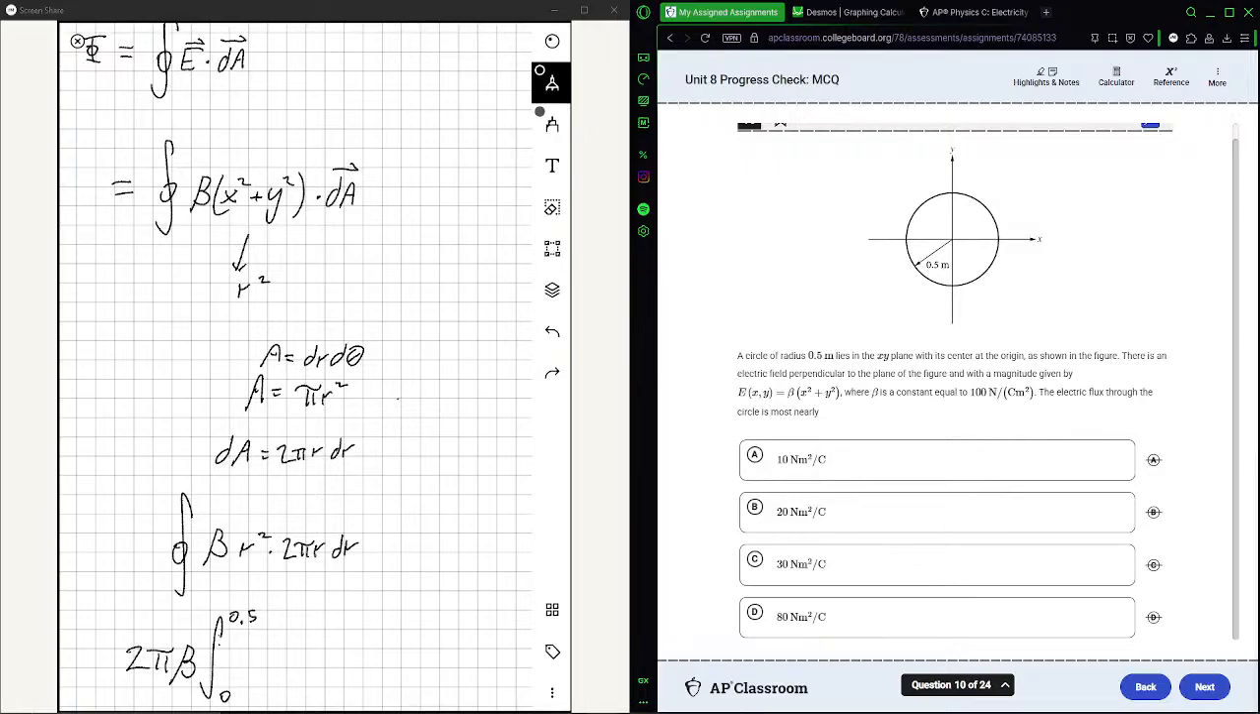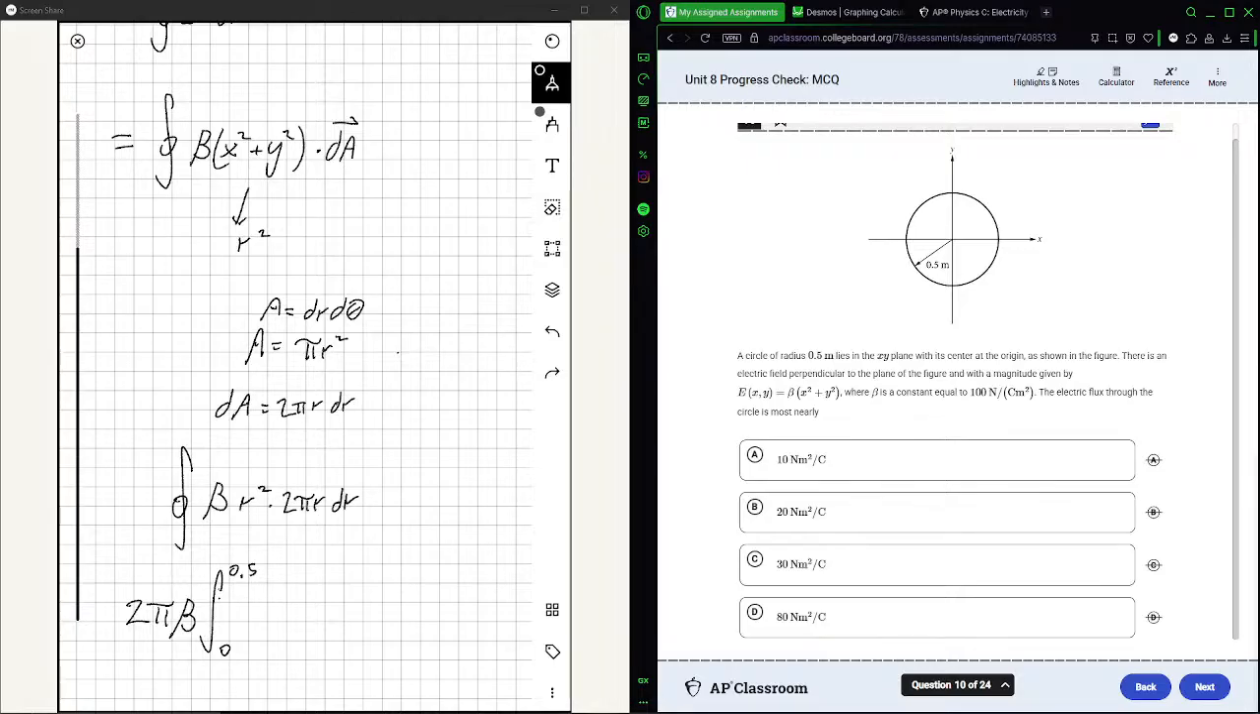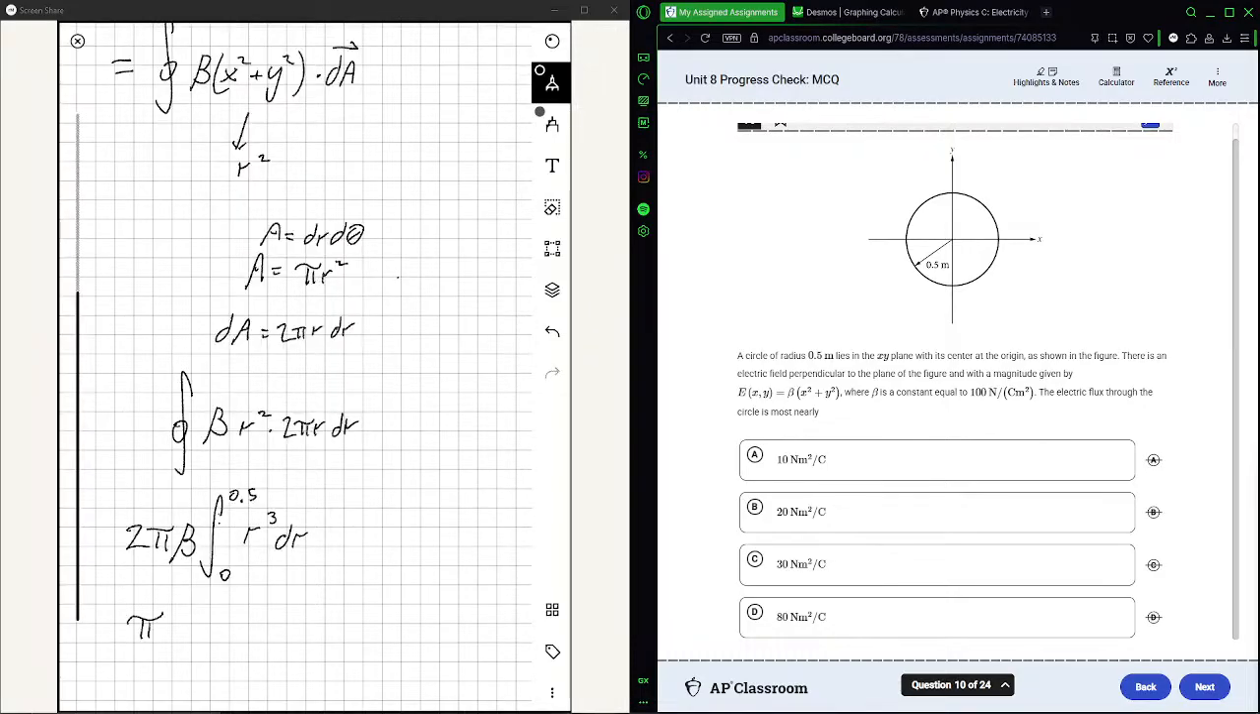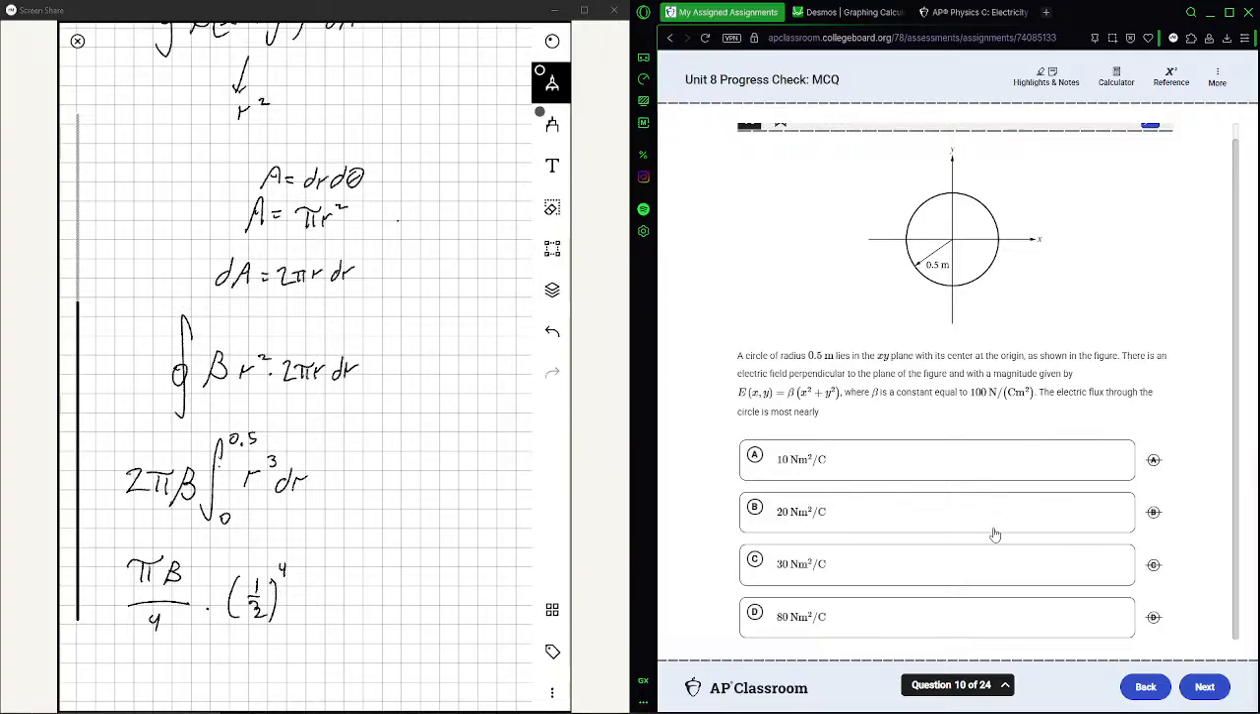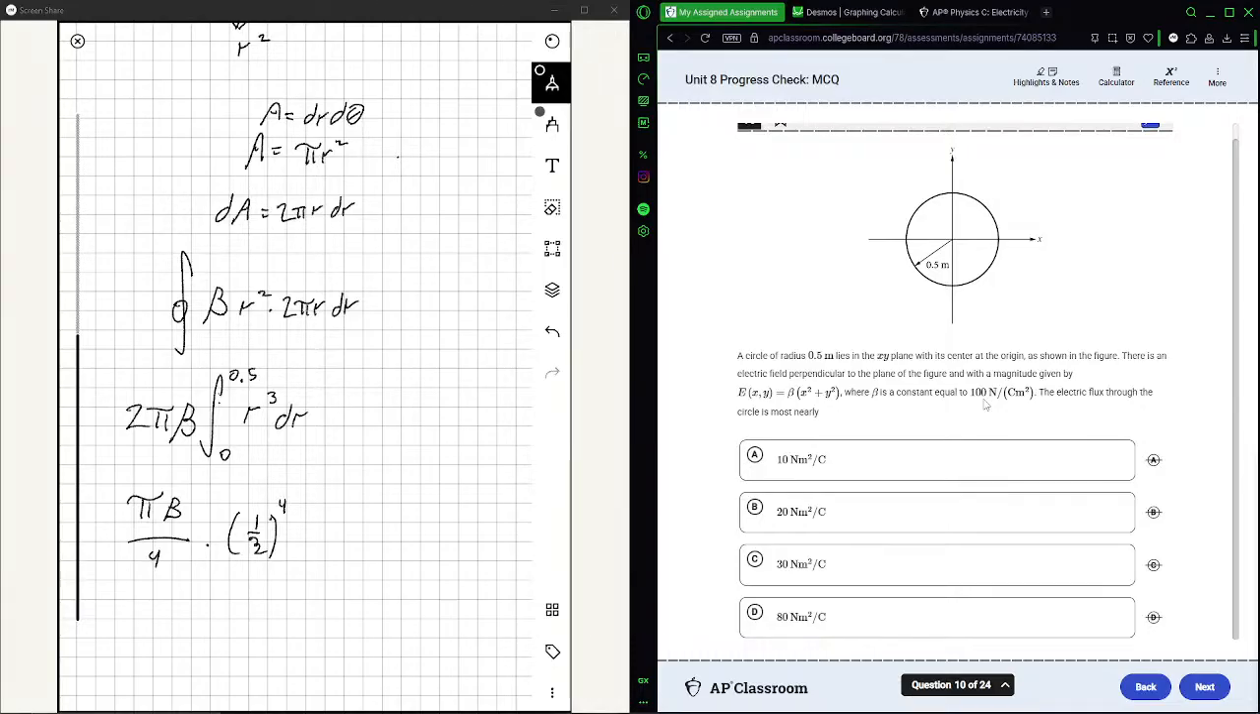Because pi r squared we know is the area of a circle, so we're gonna use that for now. We can go through the multi way after. So 2 pi r dr, we plug that in there. We pull out all those constants and get r cubed dr. So that becomes pi beta over 4 times 1/2 to the 4th, which is 0.5. That's what it evaluates to. Once we plug in beta, which is 100, 2 to the 4th is 16, times 4 is 64, so it's 100 pi beta over 64.